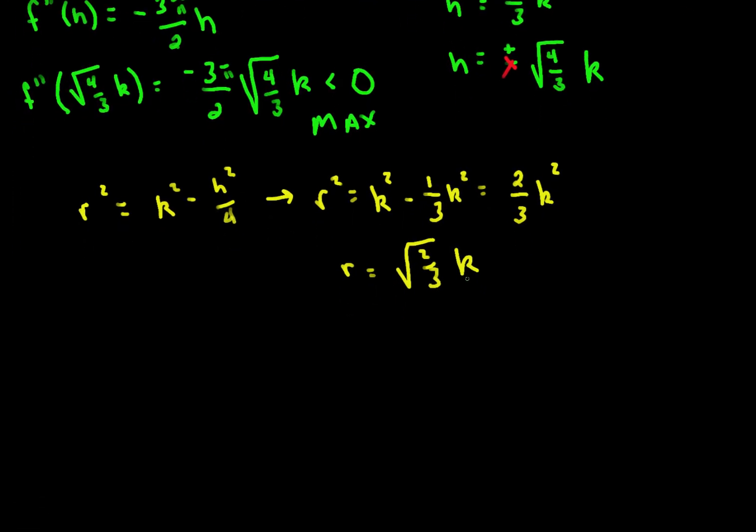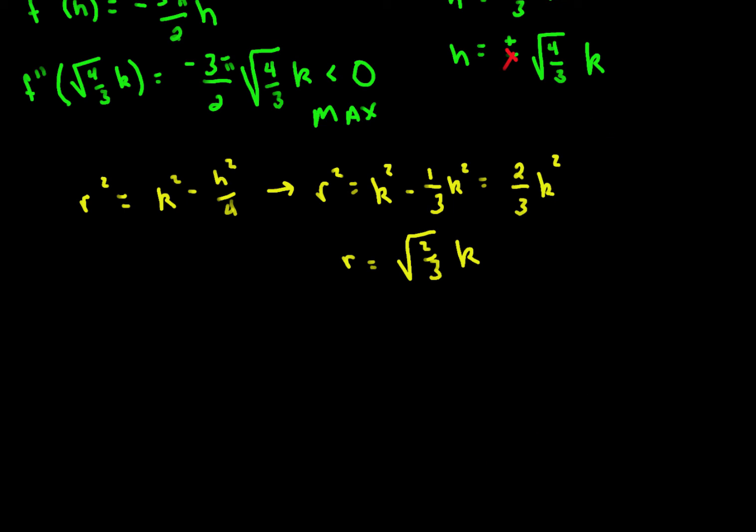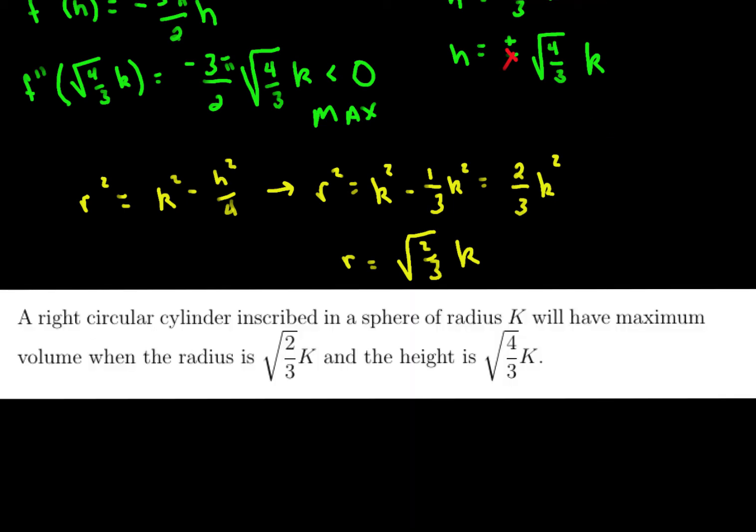Therefore, writing out the final answer, we have that a right cylinder inscribed in a sphere of radius k will have maximum volume when the radius is root 2/3 k and the height is root 4/3 k.